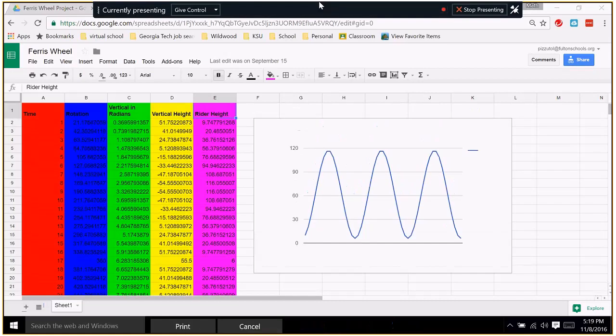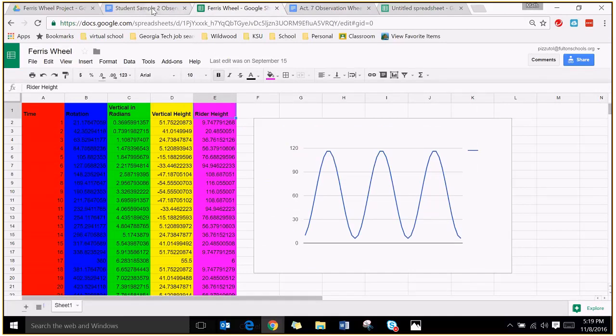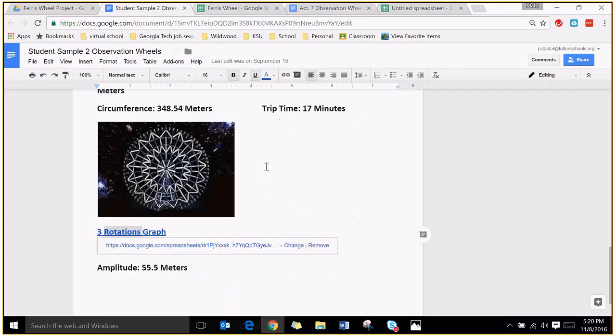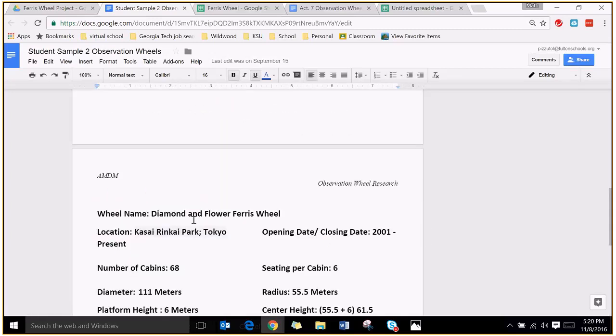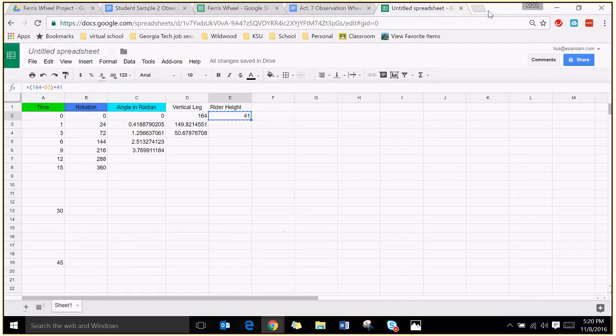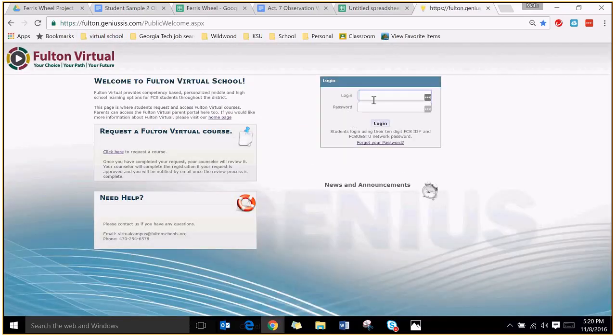So when you look at your Google Doc, you've got all your information like you've already done. You have your picture, and then you link it to the sheet. And then you do know how to submit the assignment in Blackboard, correct? No, I do not. Well, okay.